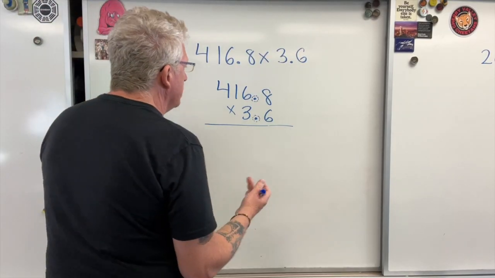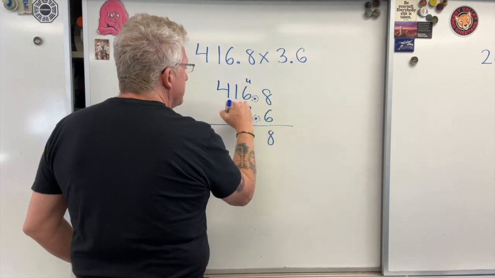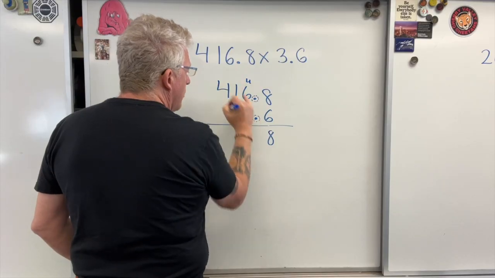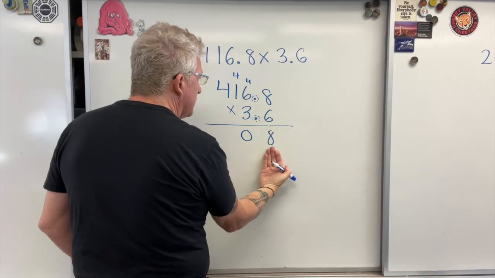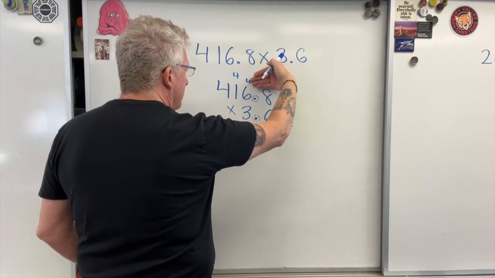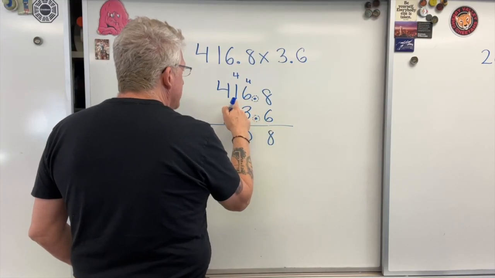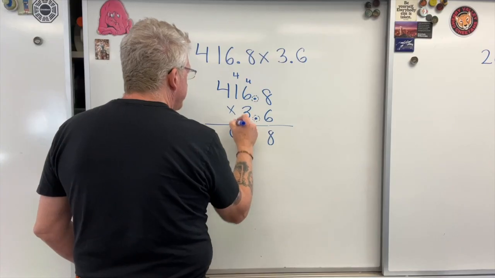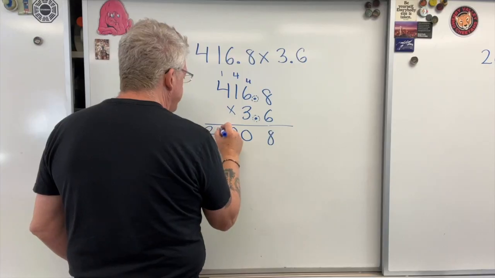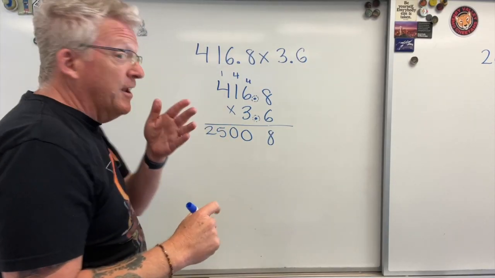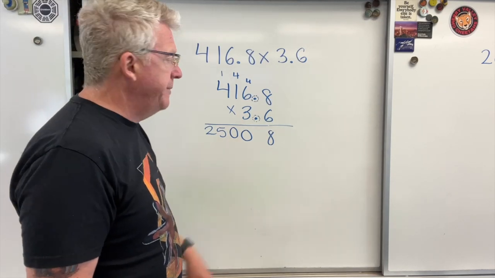All right? So 6 times 8 is 48. Regrouping the 4. 6 times 6 is 36, plus 4 is 40. Remember, I'm writing down the ones place, regrouping whatever's in the tens place of that product, right? 48, 40, right? 6 times 1 is 6, plus 4 is 10. Regroup my 1. 6 times 4 is 24, plus the 1 is 25. My first row and your first row should read 25008. All right?